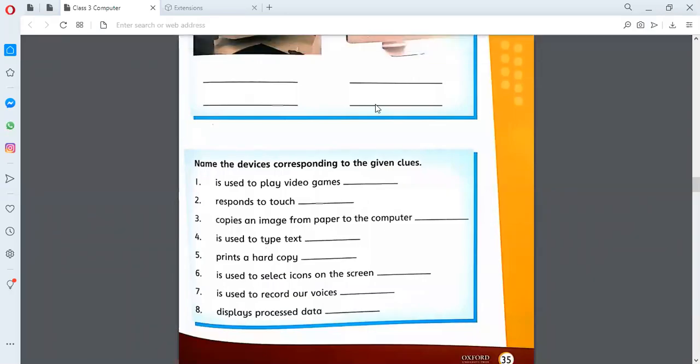So everybody should open the page number 35. In the last class, we were doing the question and we did half of the question. Now we are completing our question. The question is telling us to name the devices corresponding to the given clues.